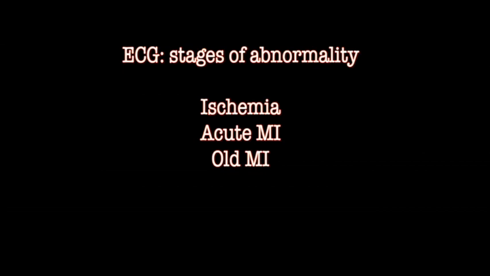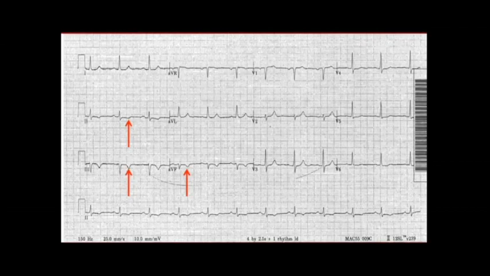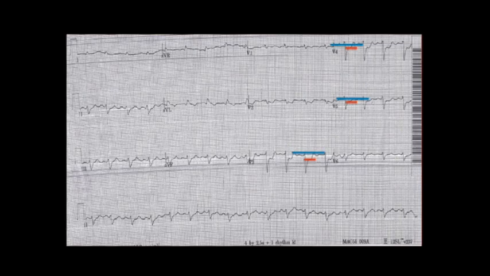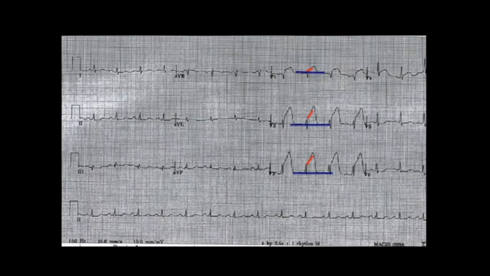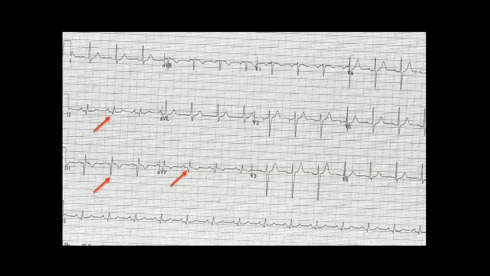Three stages of abnormality on EKG: ischemia, acute MI, old MI. Ischemia, represented by T-wave inversions or ST depressions. Acute MI, represented by ST elevations. And old MI, represented by Q waves.